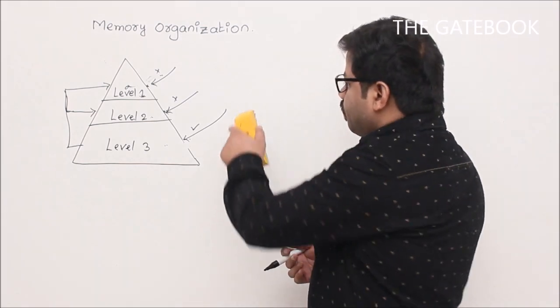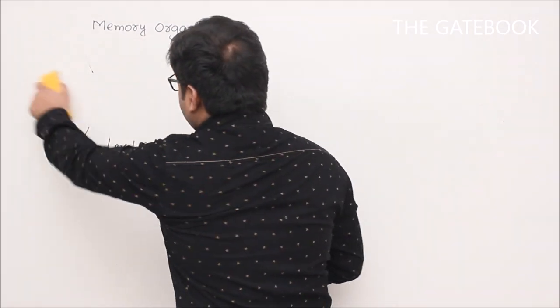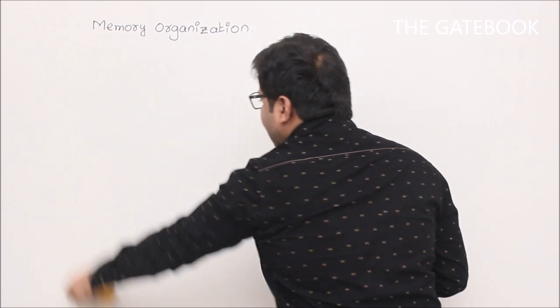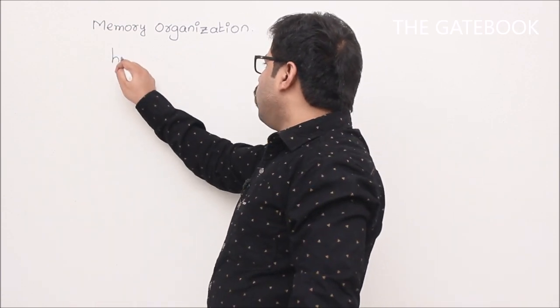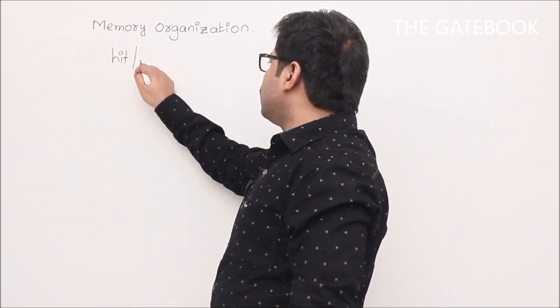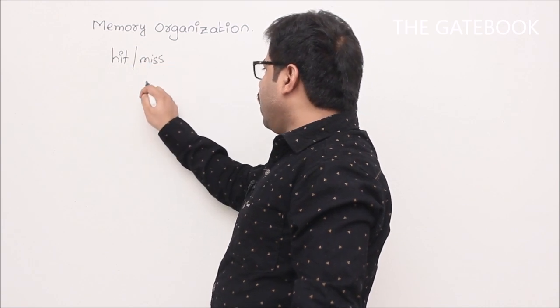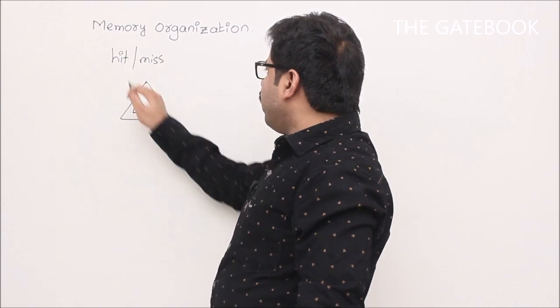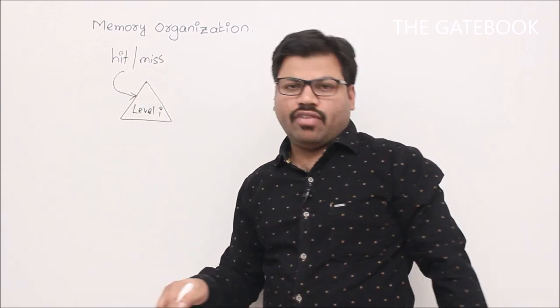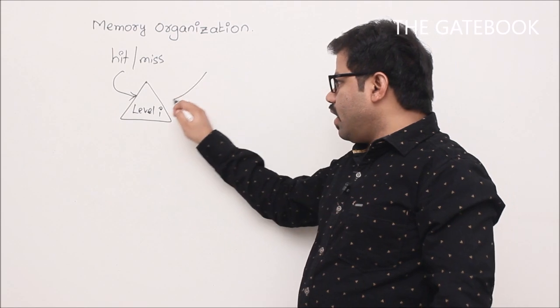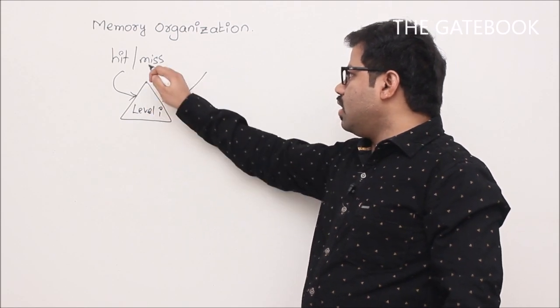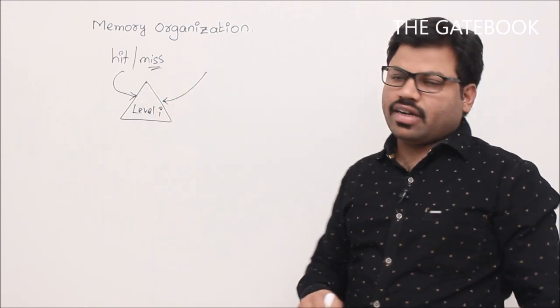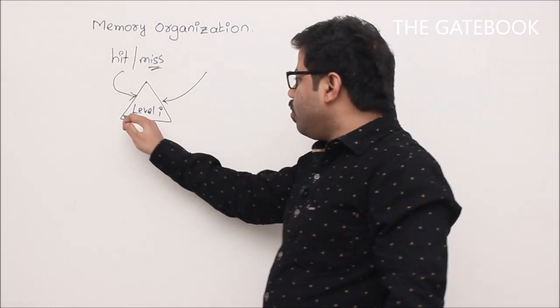Understand? So that is one thing. We use two keywords most of the time. One is hit, second one is miss. In any level, let's say you are in some level I. Whenever a hit occurs, that means data is available in level I. When you are searching in level I and data is not available, then we say it is a miss. Understand?